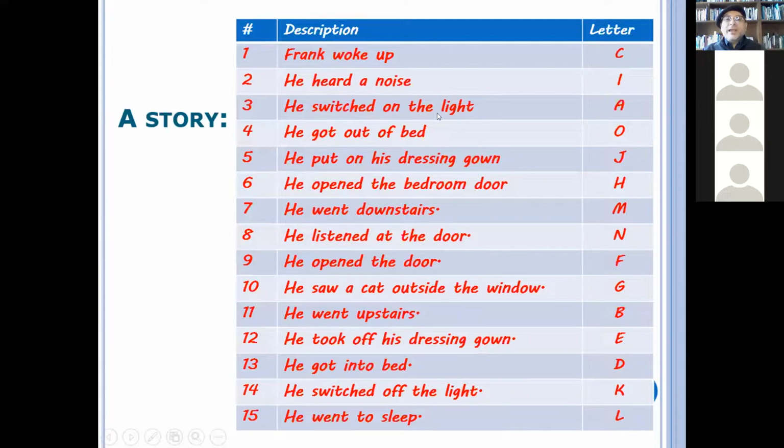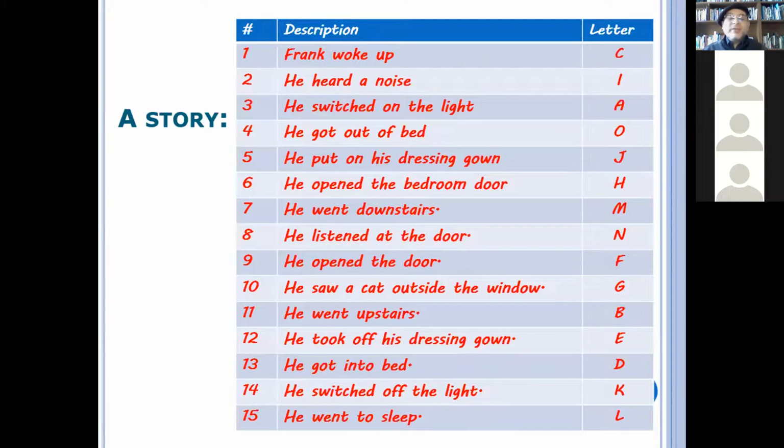He switched on the light. He got out of bed. He put on his dressing gown. He opened the bedroom door. He went downstairs. He listened at the door. He opened the door. He saw a cat outside the window. He went upstairs. He took off his dressing gown. He got into bed. He switched off the light, and then he went to sleep.